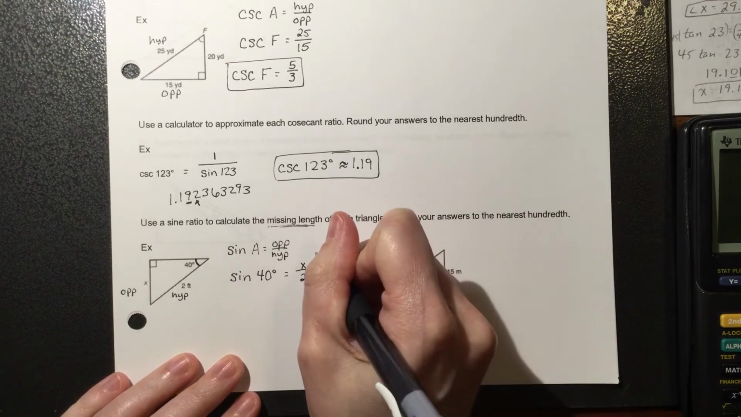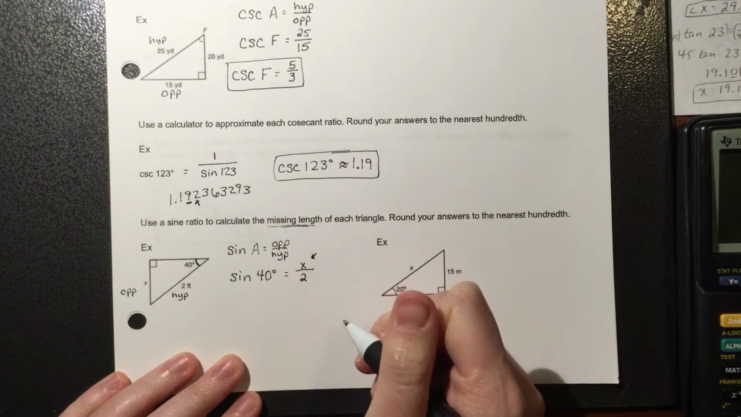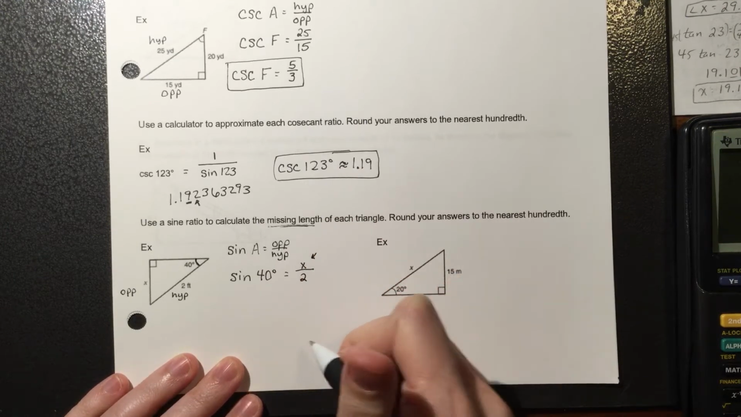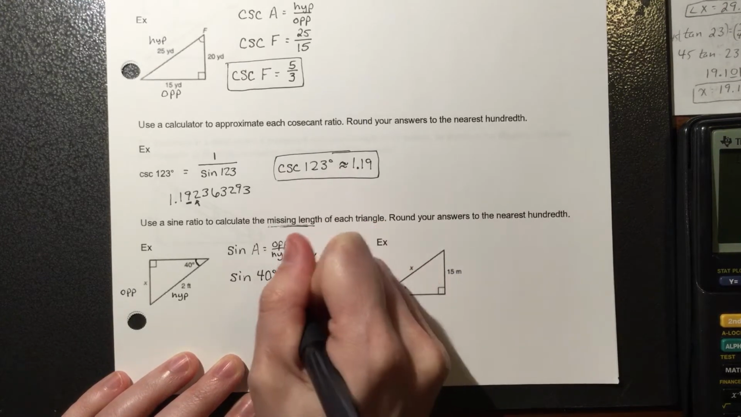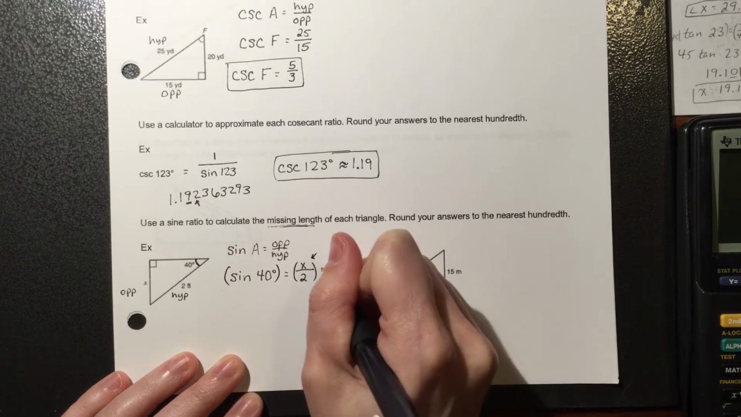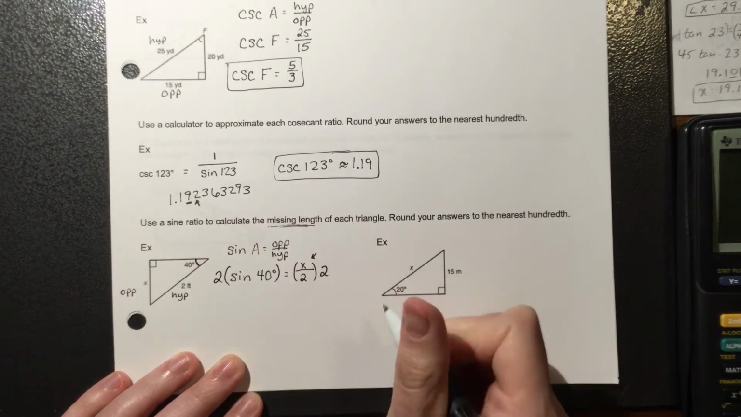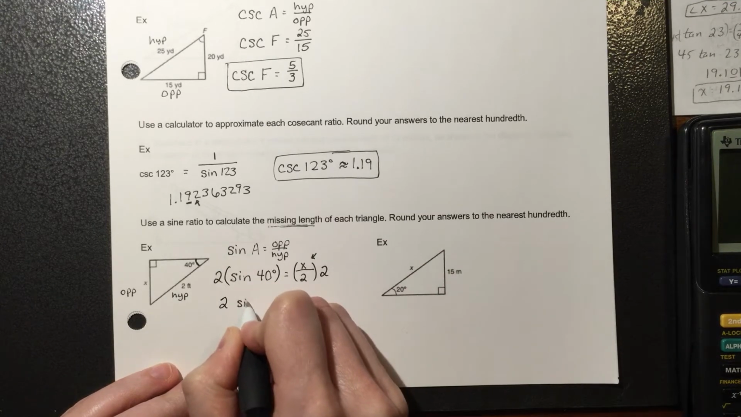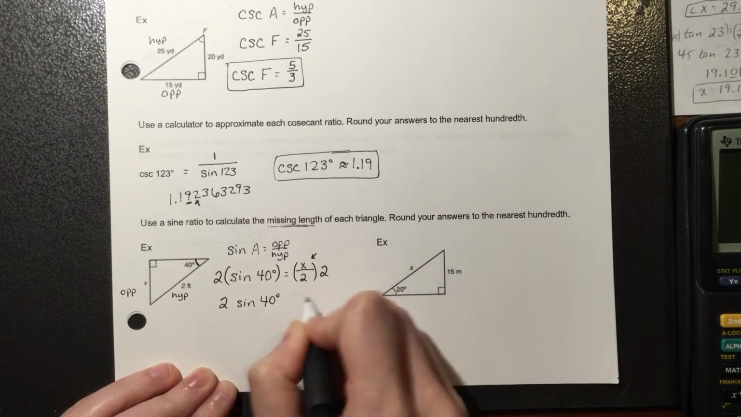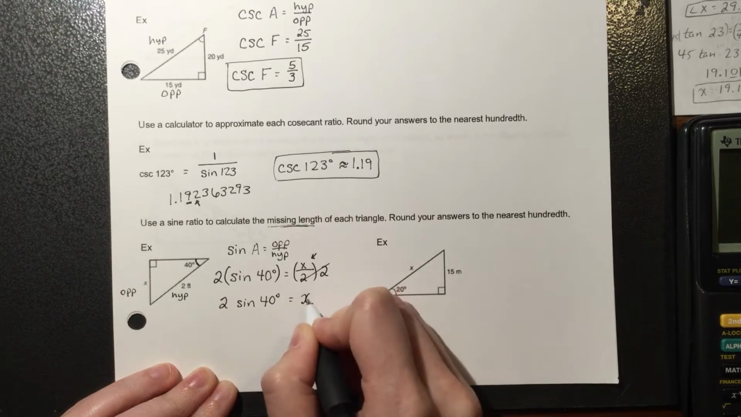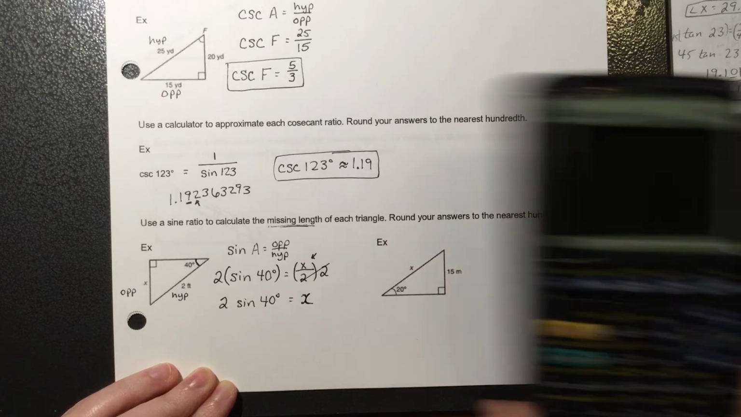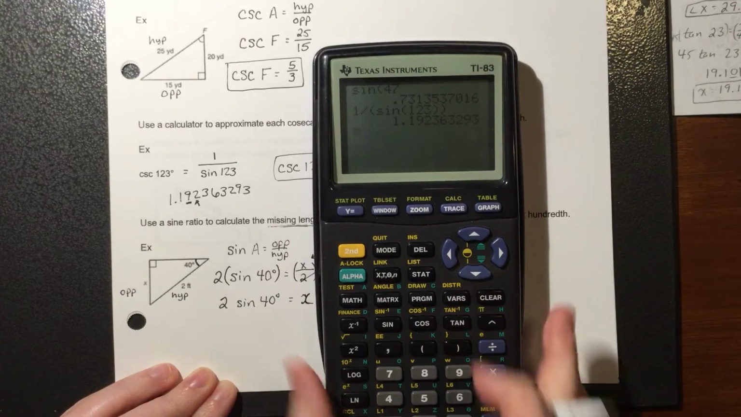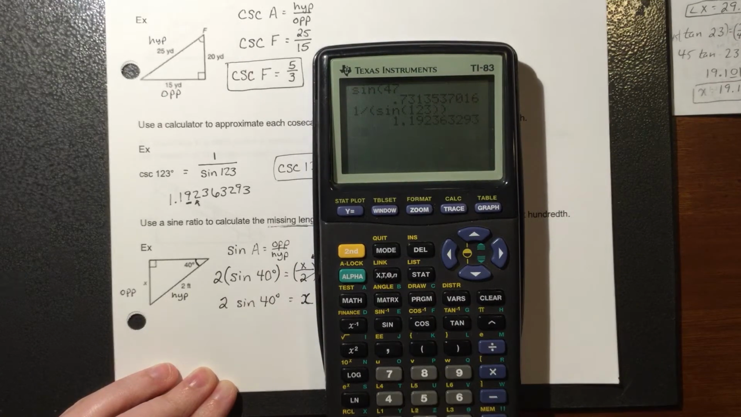So we're using our algebra rules to solve for x. We want x all by itself on one side of the equal sign. And to do that, we need to multiply both sides by what's in the denominator. In this case, it's going to be 2. So if we simplify, 2 times the sine of 40 degrees is going to give us x, because the 2's cancel there. So it just leaves us with x. So we type that in the calculator exactly as we see it: 2 times the sine of 40.